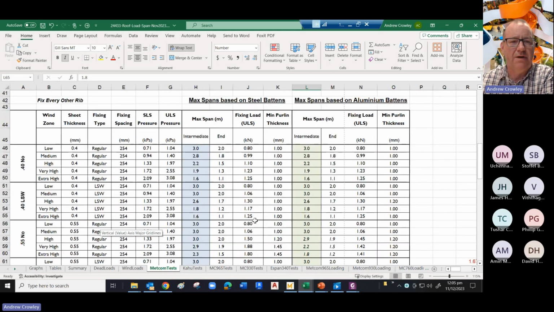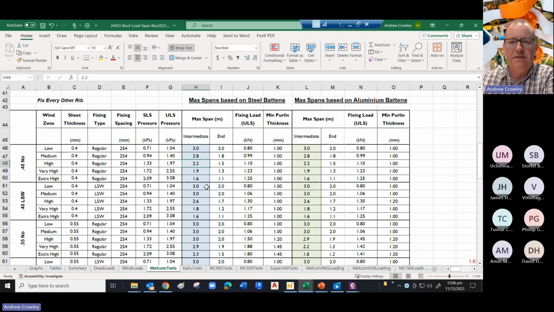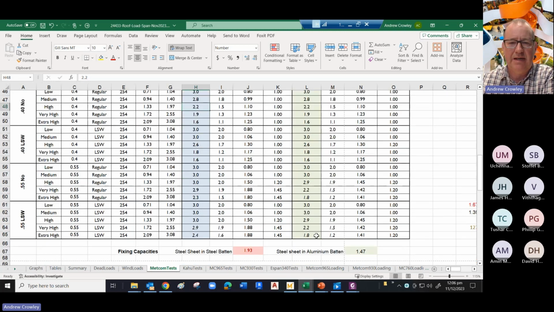From that, we can derive the maximum span for each of the roof configurations. So, for example, the 0.4 mil thick Metcom 7 sheet with fixings at 254 millimeters to match its ribs has a maximum span under high wind load of 2.2 meters. Now, in this case, we're looking at steel battens, but we can also look at aluminium battens as well. And in most cases, they're the same, but occasionally, particularly on the extra high wind, we have to limit it because of the limitations of the fixings.